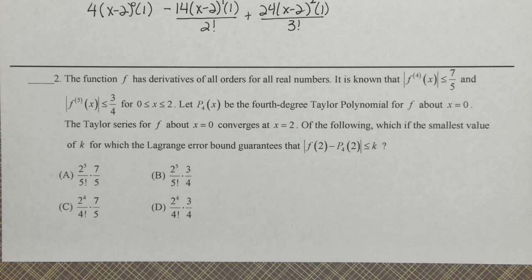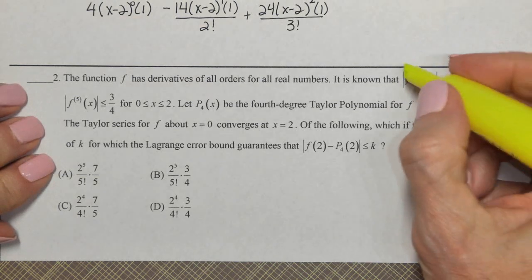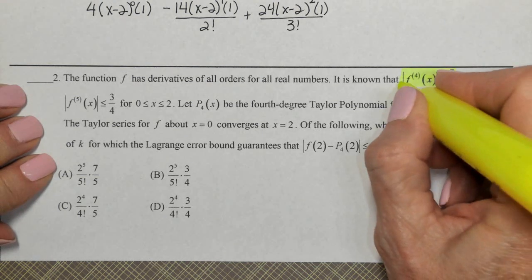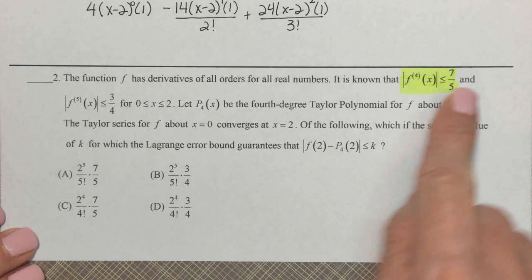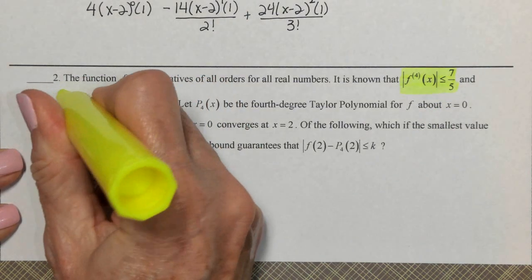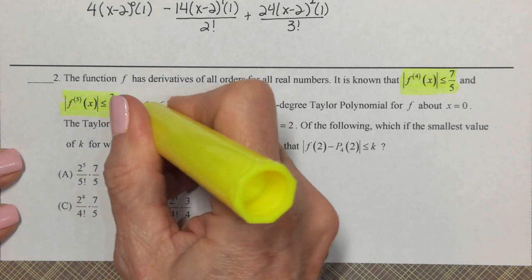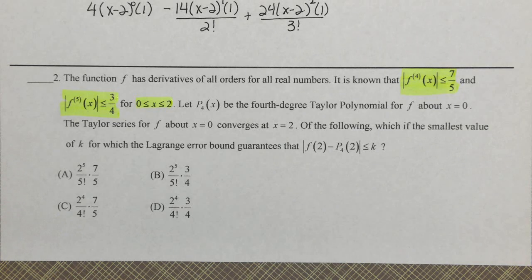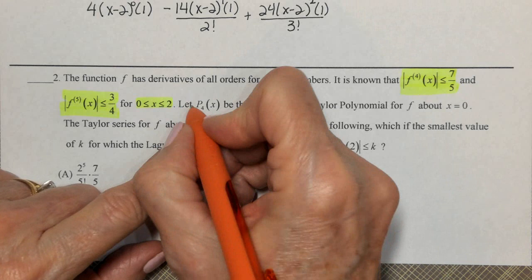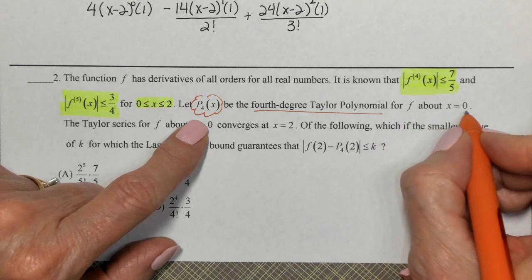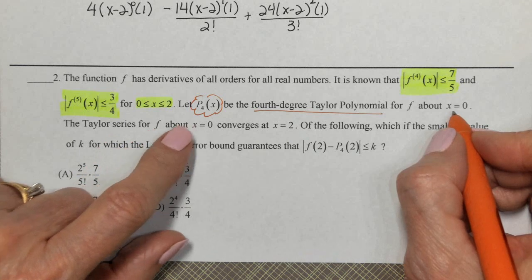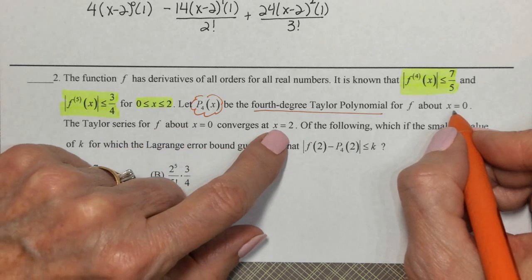Let's take a look at some multiple choice possibilities, what you could be asked. They tell us that the function f has derivatives of all orders for all real numbers, and it is known that, and here is our form again, the maximum fourth derivative is 7/5 and the maximum fifth derivative is 3/4 for 0 to 2. Okay? Let P sub 4 be the fourth degree Taylor polynomial for f about x equals 0. The Taylor series for f about x equals 0 converges at x equals 2.